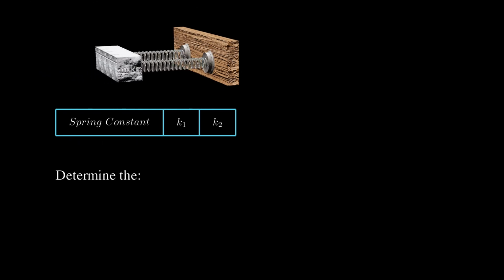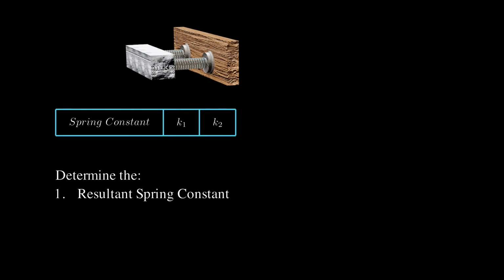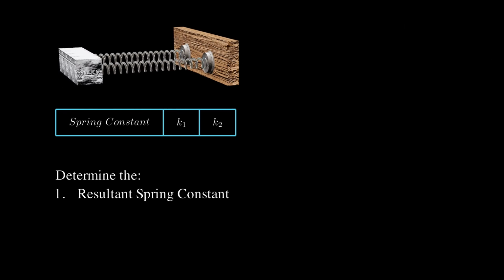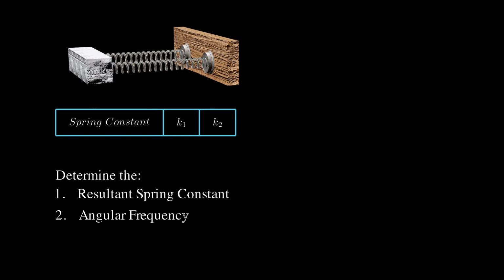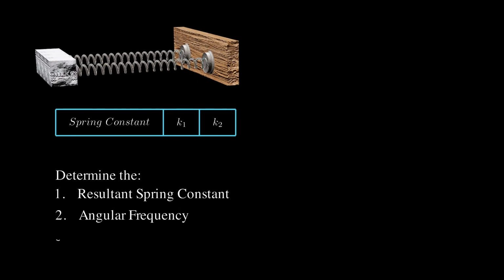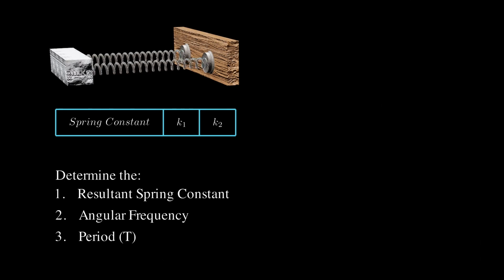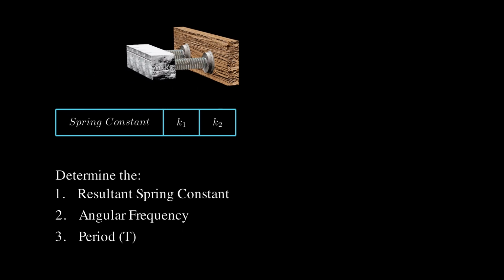First and foremost, the resultant spring constant, which represents the effective spring constant of the combined system. Next, the angular frequency, intricately linked to both the spring constant and the mass of the system. And finally, the period, T, indicating the time taken for one complete cycle, inversely correlating with the angular frequency.